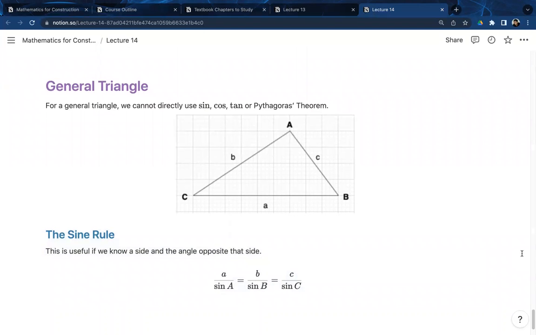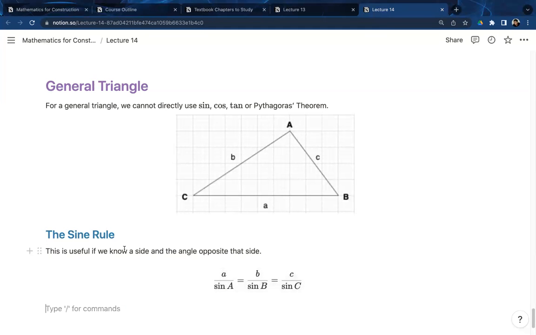And again, the proof is not so bad for this, right? But you don't need to know it really, you just need to know how to use it. These ratios are the same, and it's easy to remember. A side divided by the sine of the angle opposite it is a constant for all the sides. So if we take B and divide it by the sine of the angle opposite it, it is the same as side C divided by the sine of the angle opposite it, and so on.